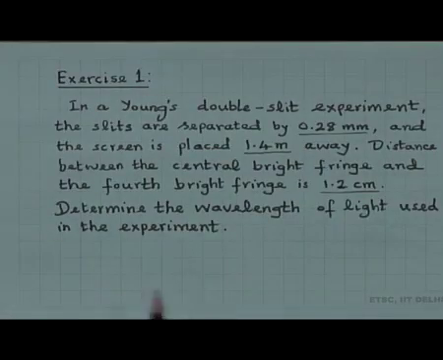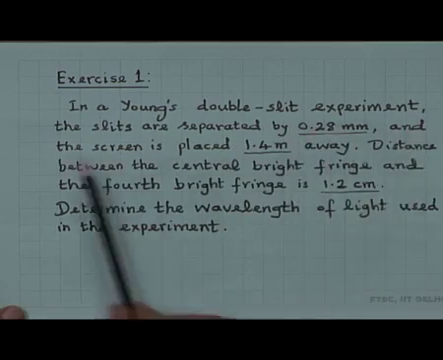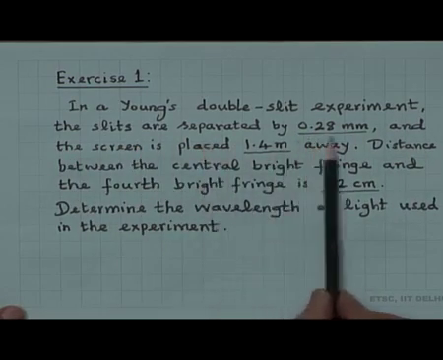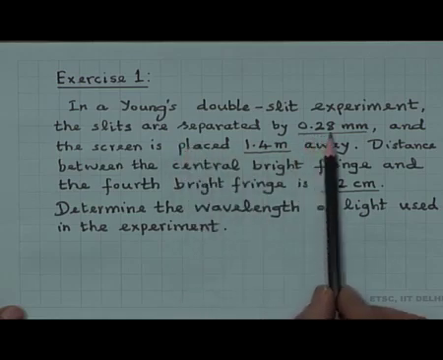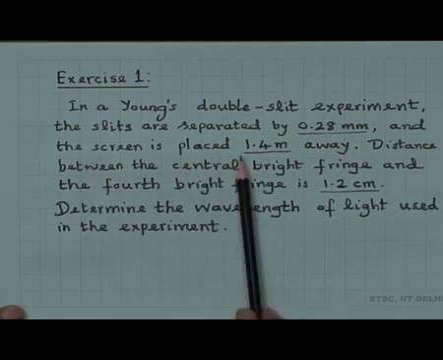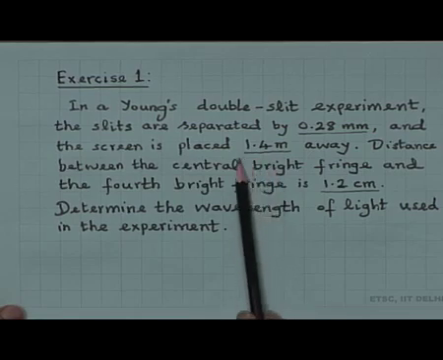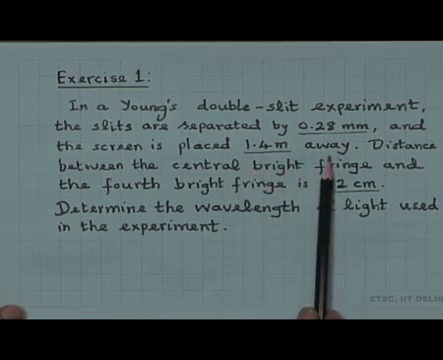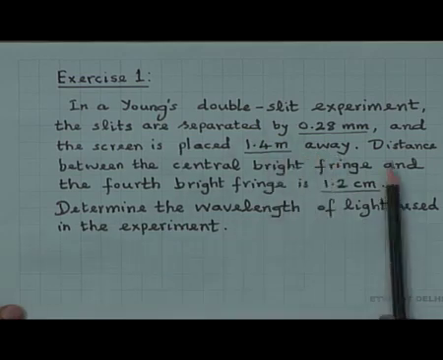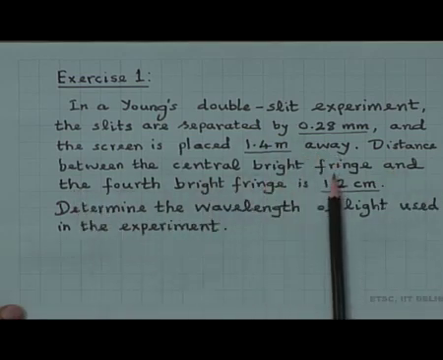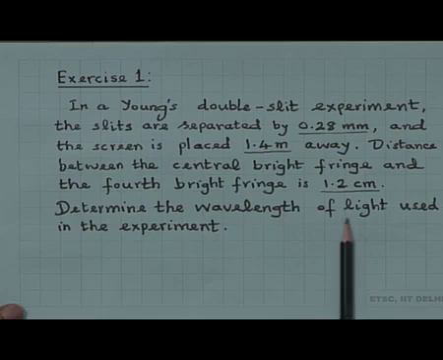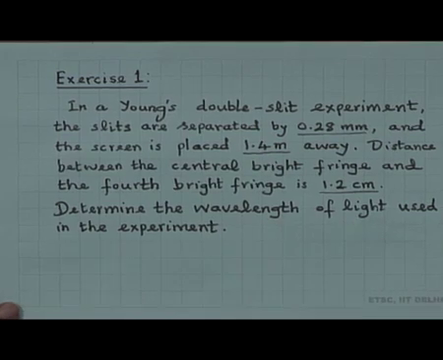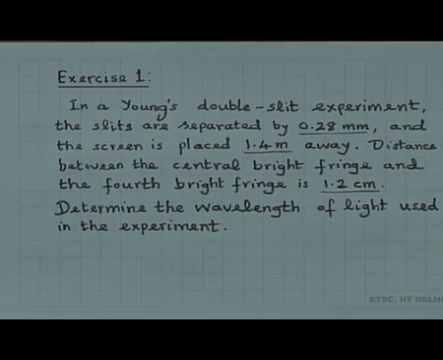So, let me repeat again. In a Young's double slit experiment, the slits are separated by 0.28 mm, that is S1 and S2, and the screen is placed 1.4 meters away from the slits. The distance between the central bright fringe and the fourth bright fringe is given as 1.2 centimeter. Determine the wavelength of light used in the experiment. Let us work this out.